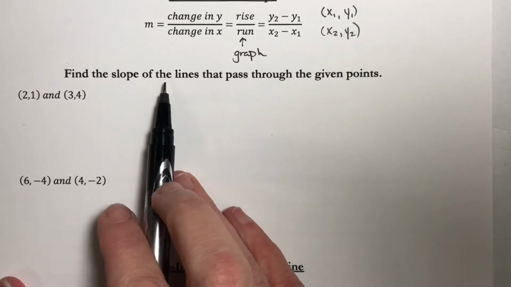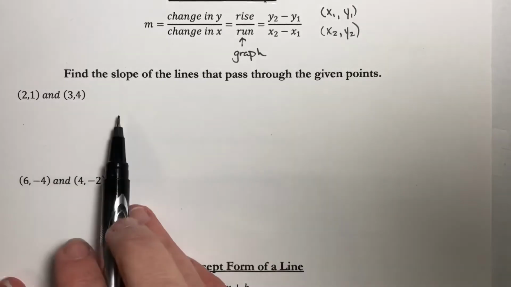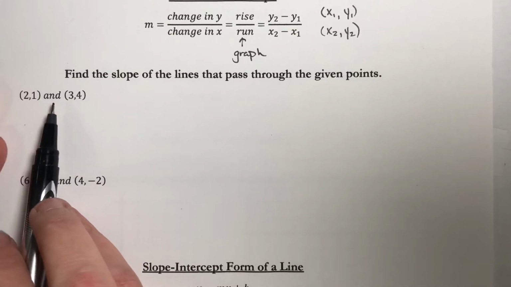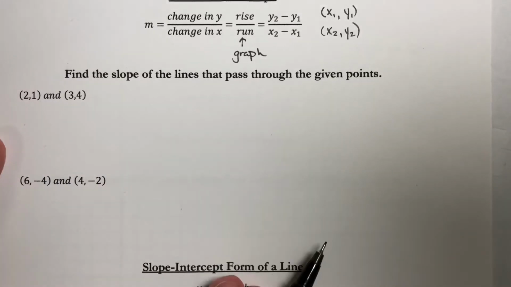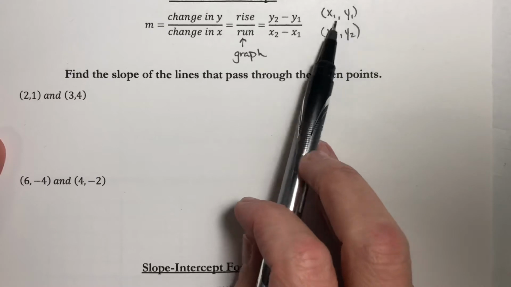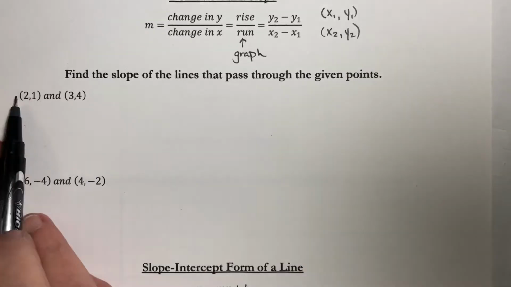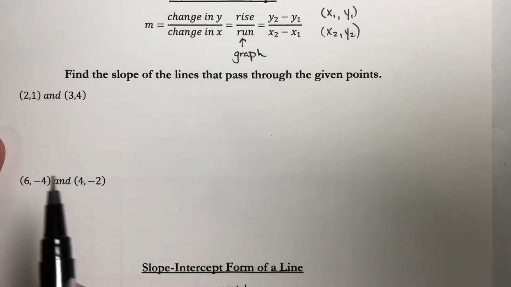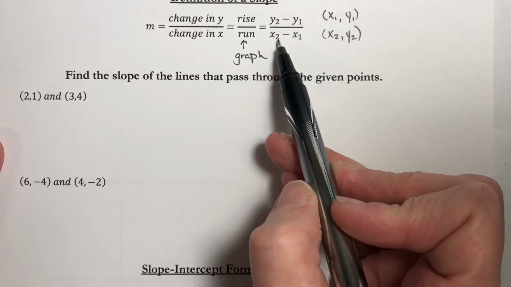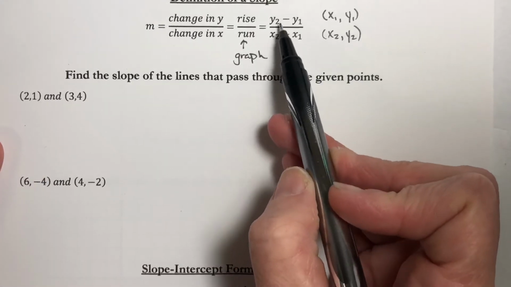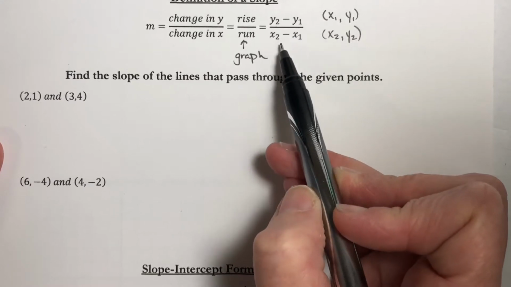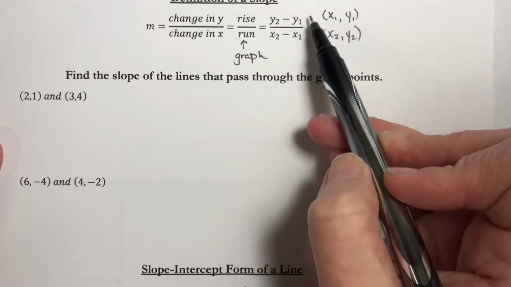We're asked to find the slope of the lines that could pass through the given points. Okay, so our first one is 2, 1 and 3, 4. Now you might be wondering, how do we know which one of these has the 1s and which of these has the 2s? It does not matter, okay? It just matters that whichever point you start with on your subtraction, you do that in the top and your bottom. Notice both of these are 2s. And then what you're subtracting is the other point.